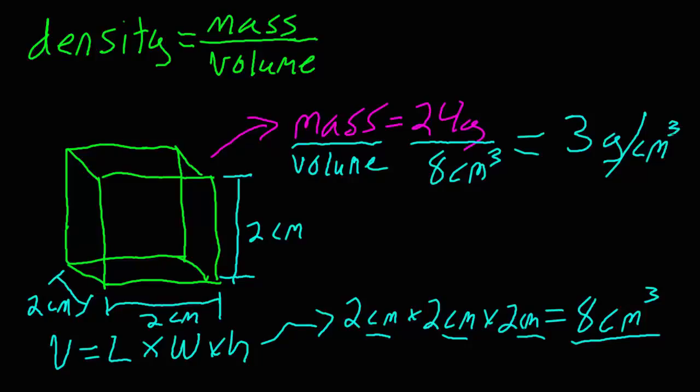It's important to recognize how this is really just a ratio, right? It was a ratio of 24 grams to 8 centimeters cubed. We can reduce that ratio, right? We can divide the top and the bottom by 8. 24 divided by 8 is 3. 8 divided by 8 is 1. We don't have to write the 1, so it just becomes 3 grams per centimeter cubed. This would be the density of that cube.